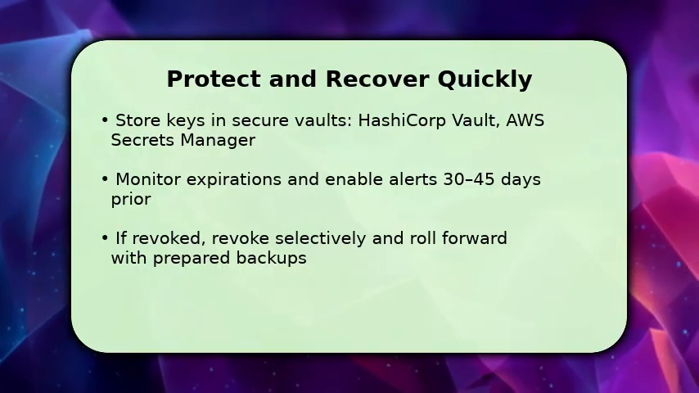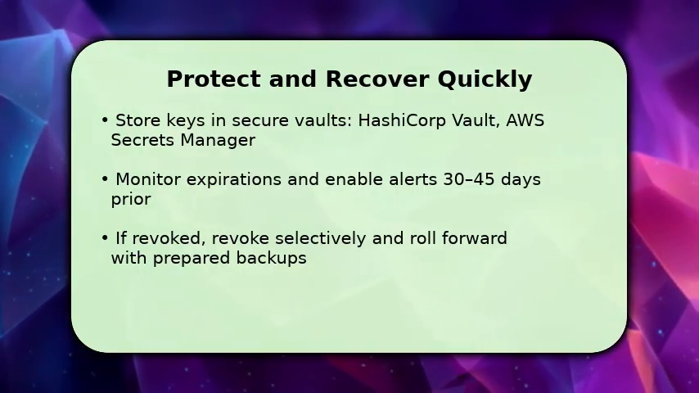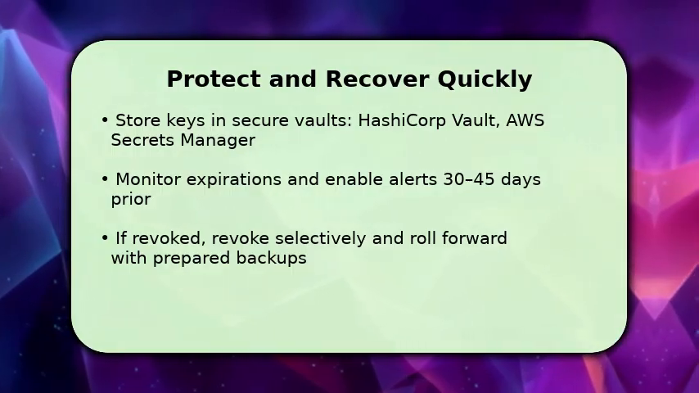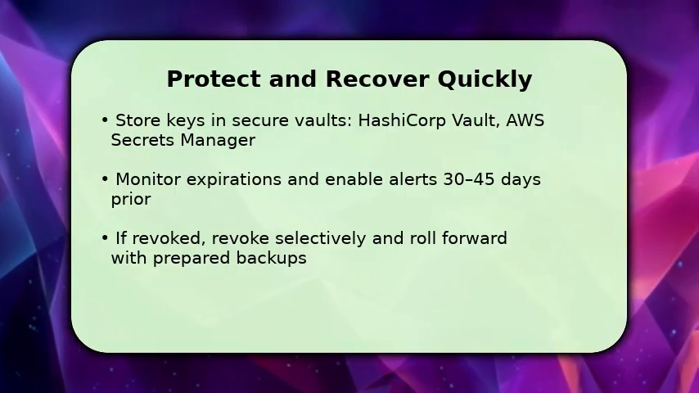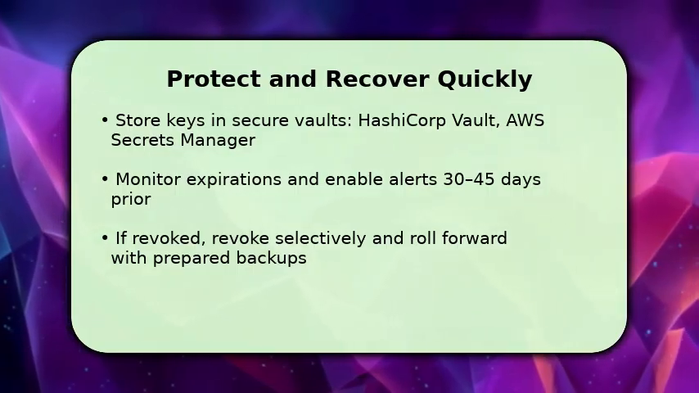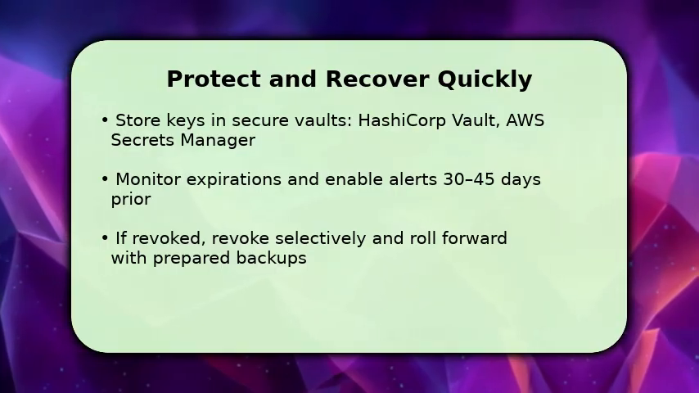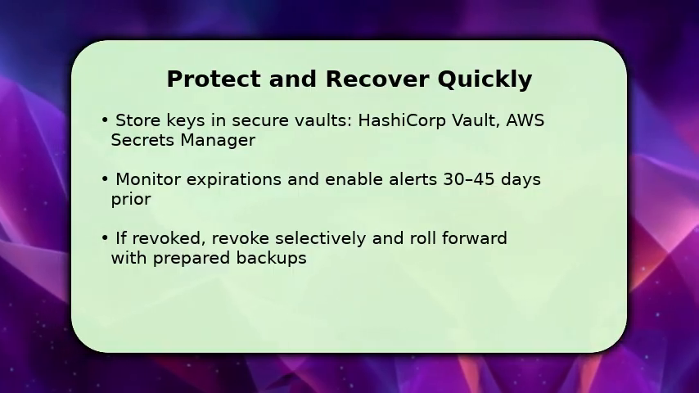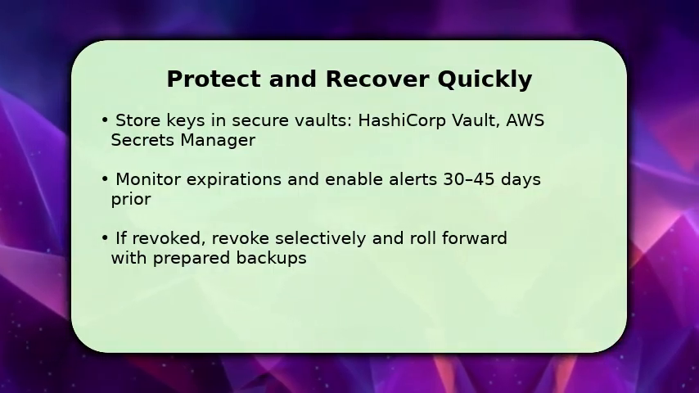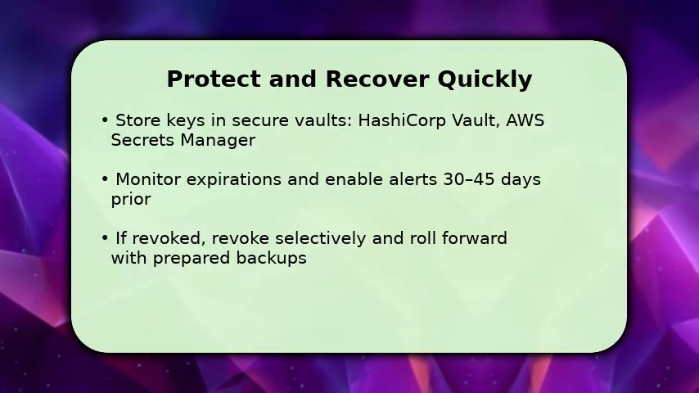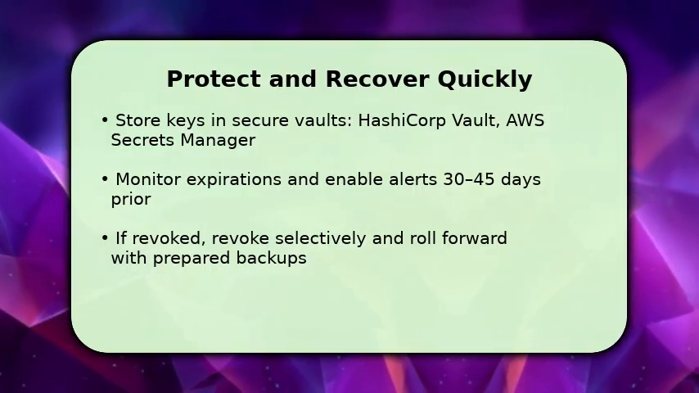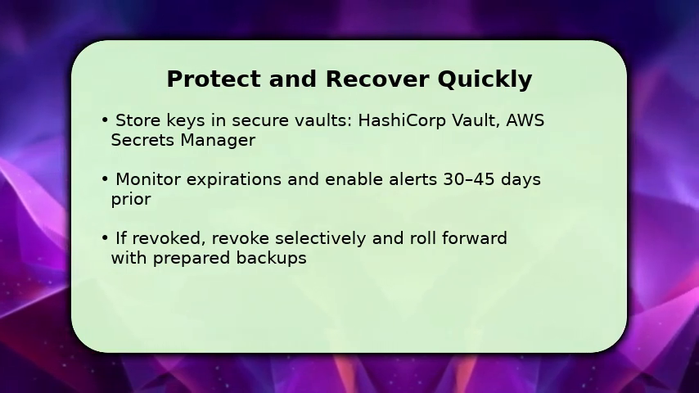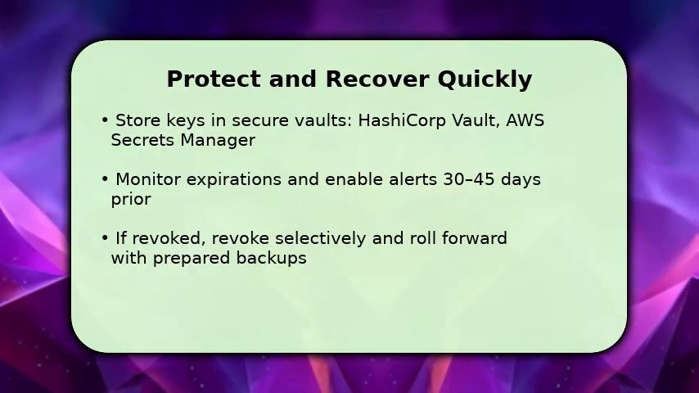You should store signing keys and profiles in a secure vault such as HashiCorp Vault or AWS Secrets Manager and grant access minimally. Monitor certificate and profile expirations and enable alerts 30 to 45 days before expiry so you can renew rather than react. If a revocation occurs, revoke selectively, restore from your backups, and roll forward with the new certificate. Troubleshooting tip: if re-signing fails, verify keychain permissions and that the correct team ID is used in provisioning.